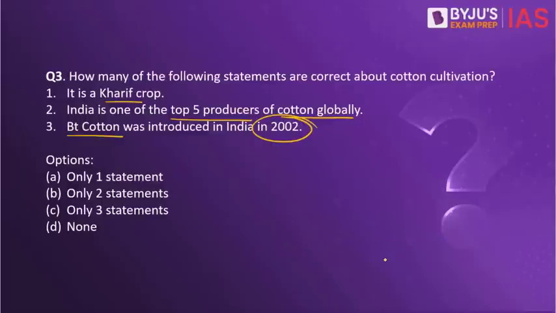So if we go back to the question, yes, it is a major Kharif crop of India. India is one of the top 5 producers of cotton globally, and BT cotton was introduced in this year. So your correct answer is option C.